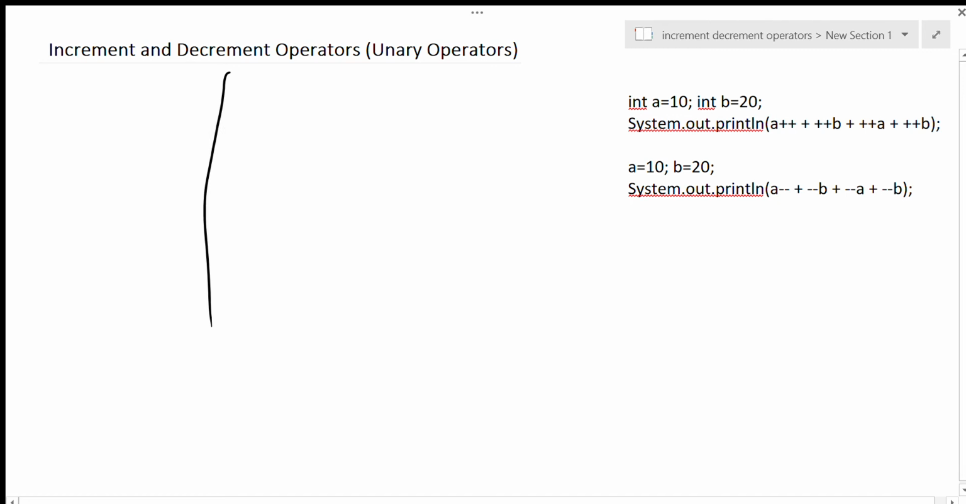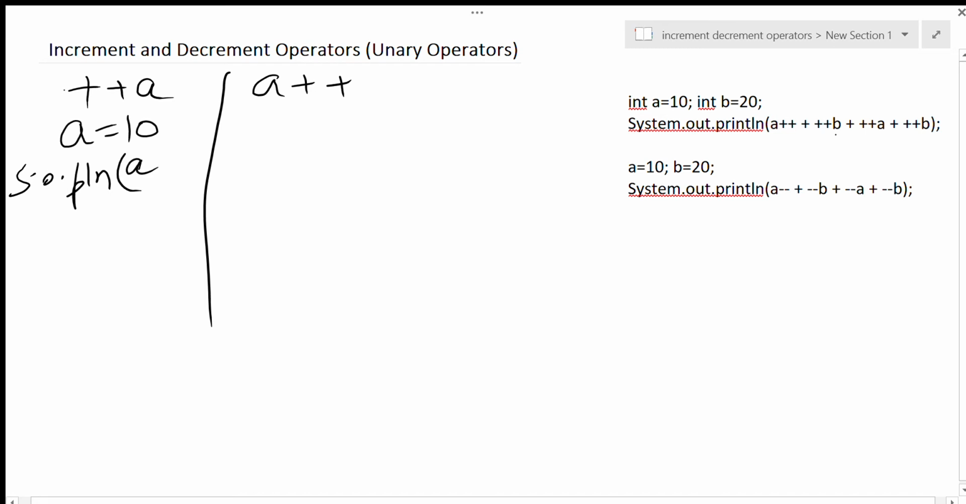So I'll draw a line here. I'll write plus plus a and a plus plus. If I say a is equal to 10 and I say system.out.println a, what will it print? It is going to print 11.